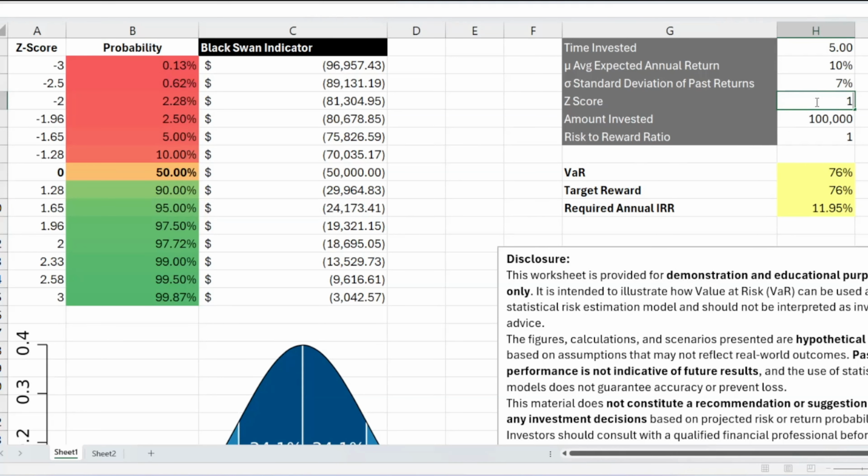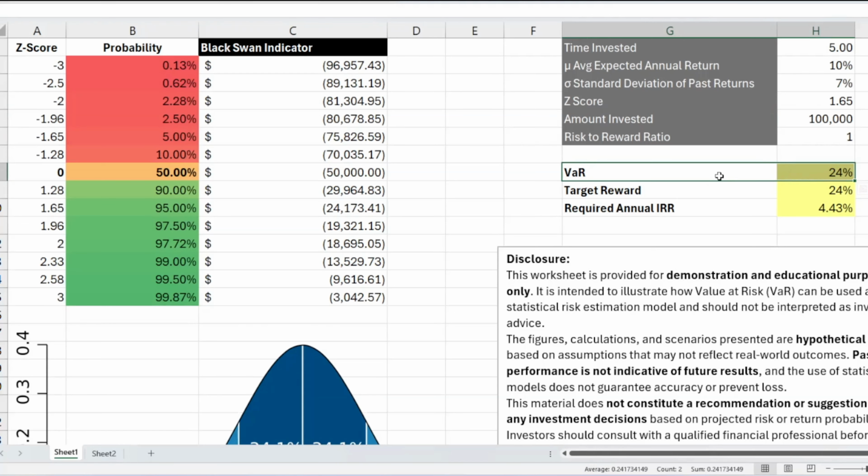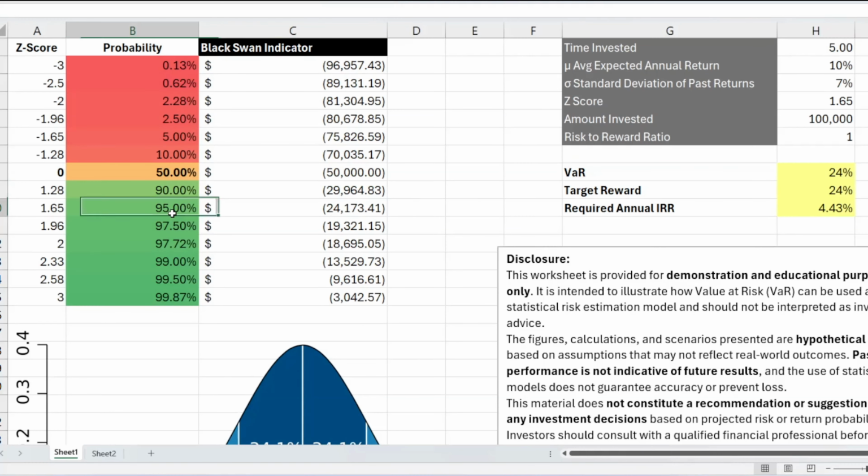How will we use this in a risk reward scenario? Well, let's think about this. Let's turn this to positive 1.65. And let's look at our value at risk number. That means over a 5-year period, our value at risk at a 95% confidence level is 24% of our investment. We can be 95% sure that we have the possibility of losing 24% of our portfolio.